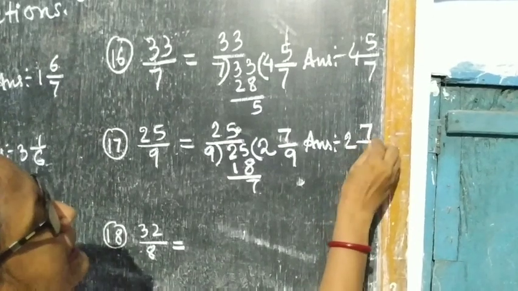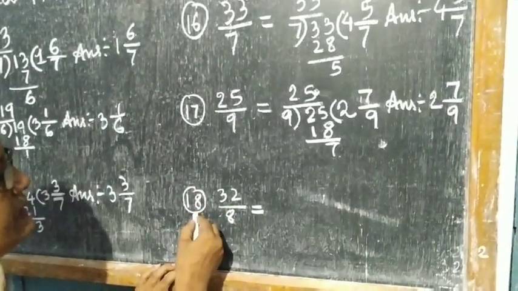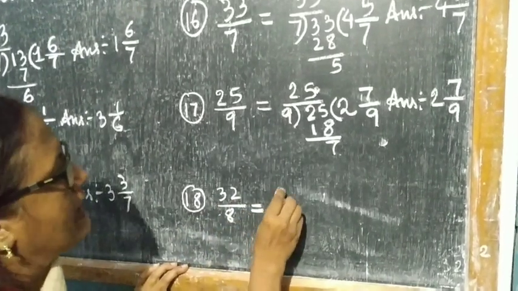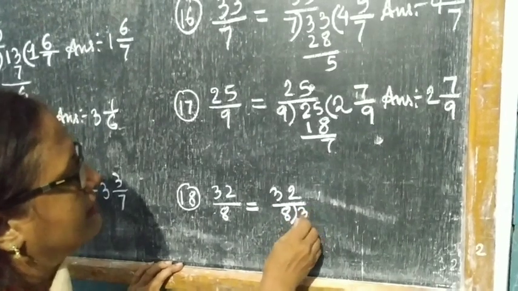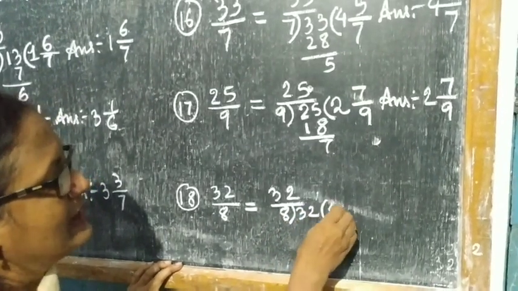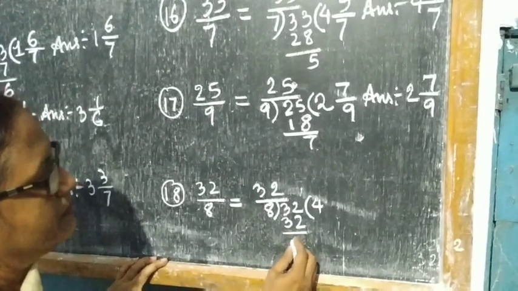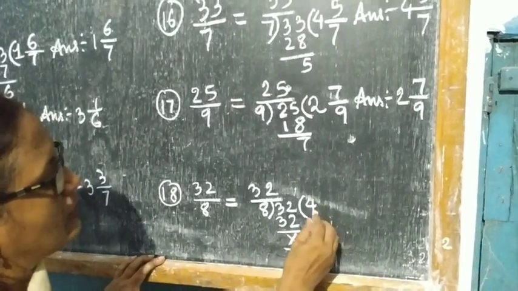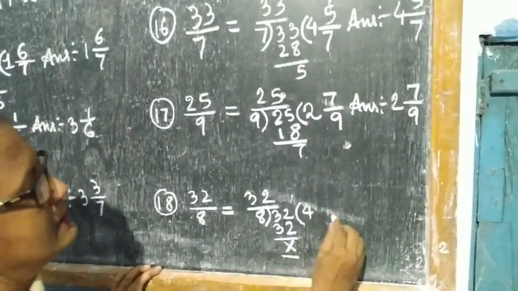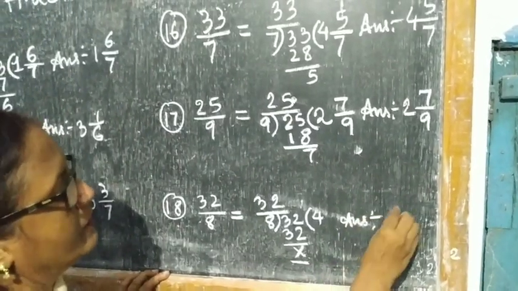Now again children, see sum number 18, 32 by 8. So divide 32 by 8. Now 8 fours are 32. So 32 minus 32 is 0. So now 4 is a whole number. So answer 4.